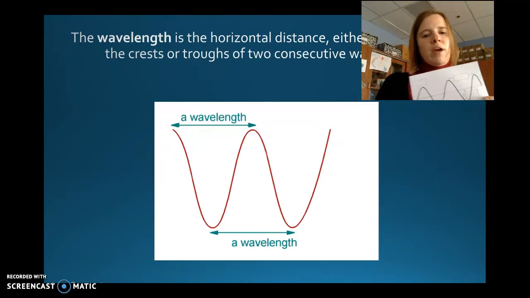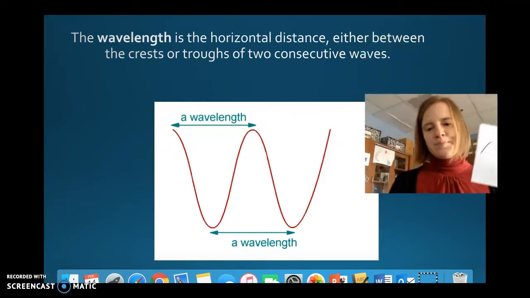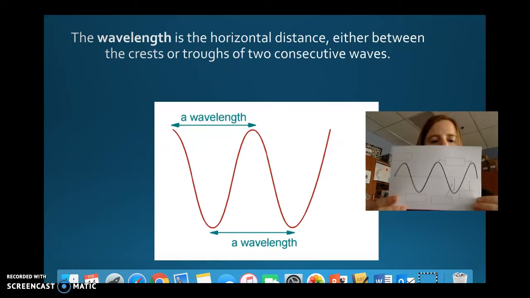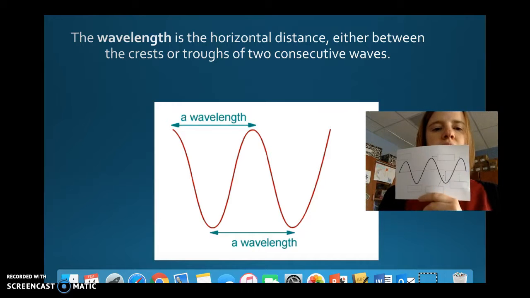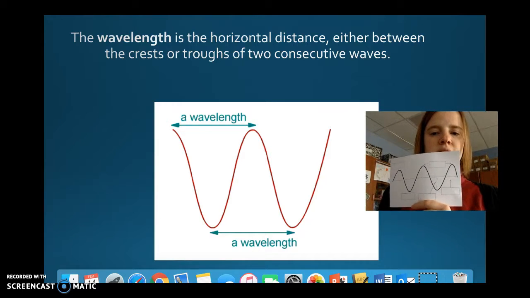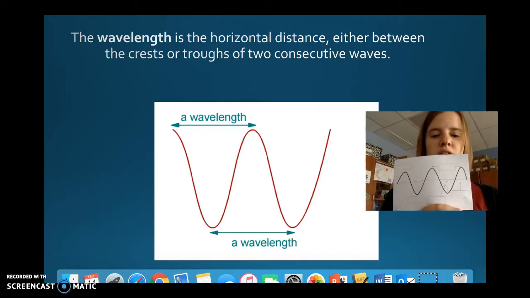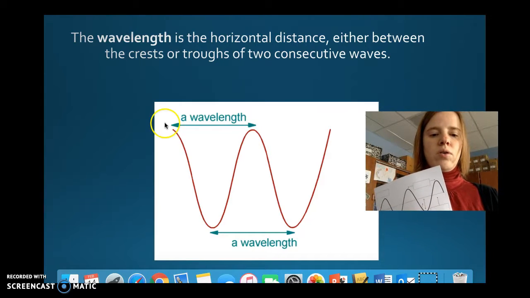Okay, and then we have a wavelength. So the wavelength, which is up here, is the horizontal distance between either the crests or the troughs. So from crest to crest or from trough to trough, that's one wavelength.